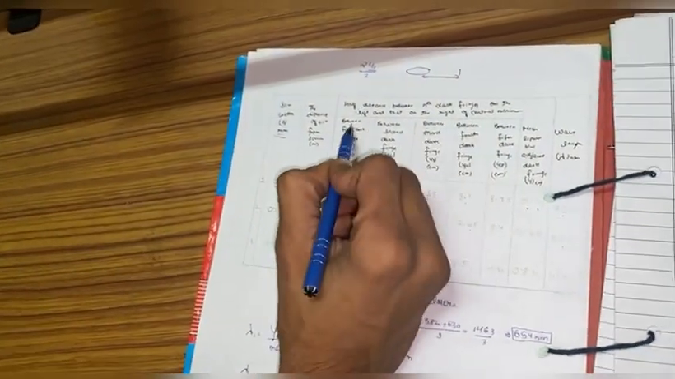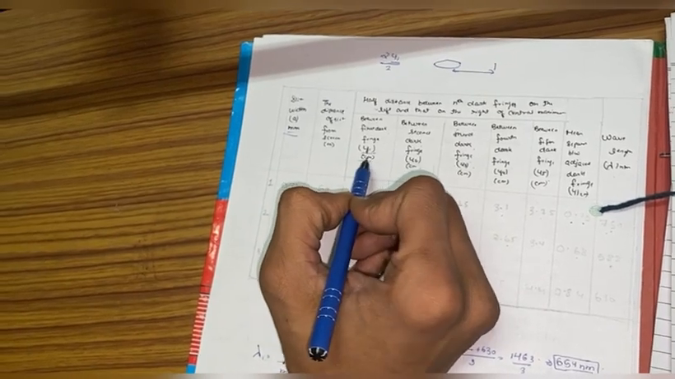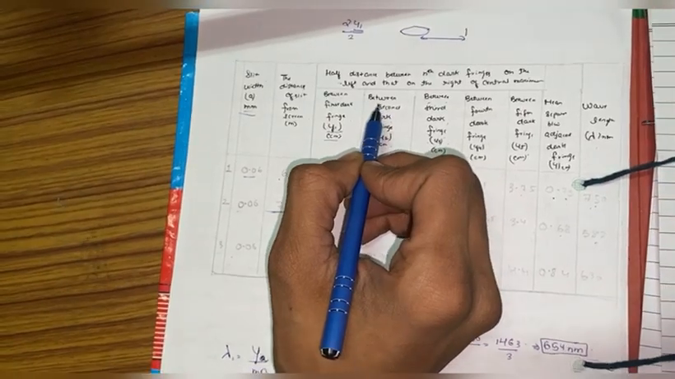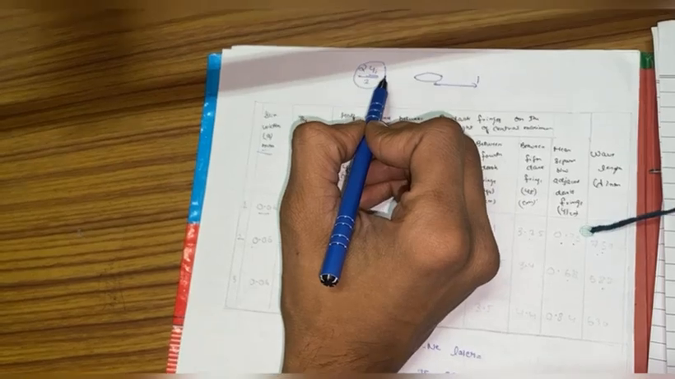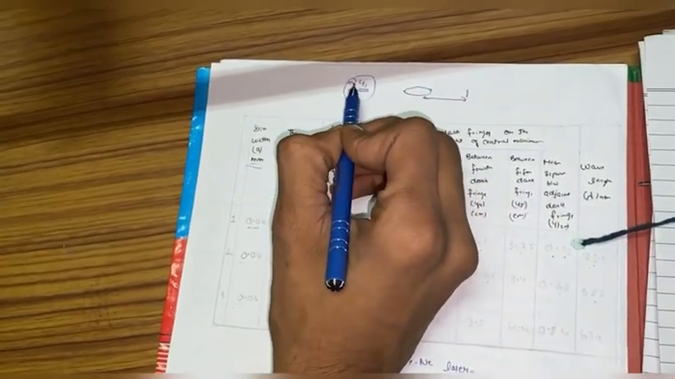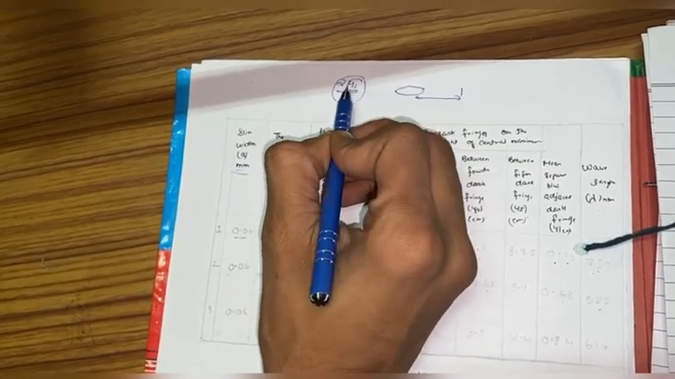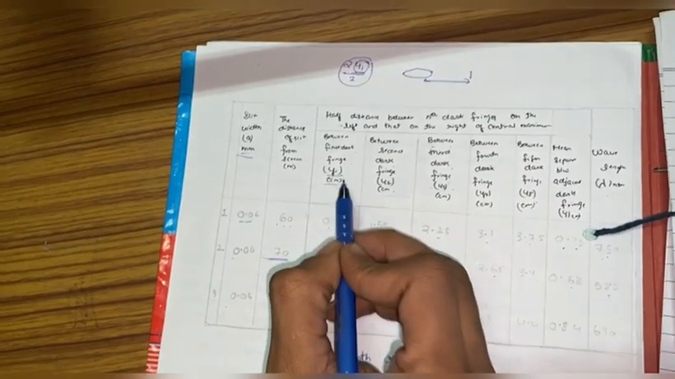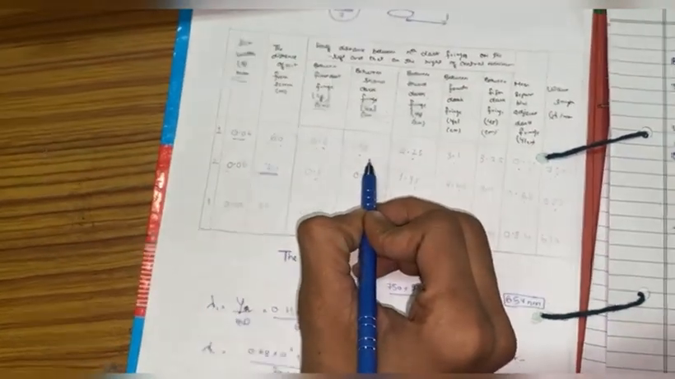Another term is the distance of the first dark fringe, denoted as y1 in centimeter. I will share an image on the screen so you can understand what y1 is. The distance between two consecutive dark fringes is considered as 2y1. So when we halve this data, we get y1. So y1 is 0.06 centimeter in this experiment. Similarly, y2 is 1.55 centimeter in this experiment.